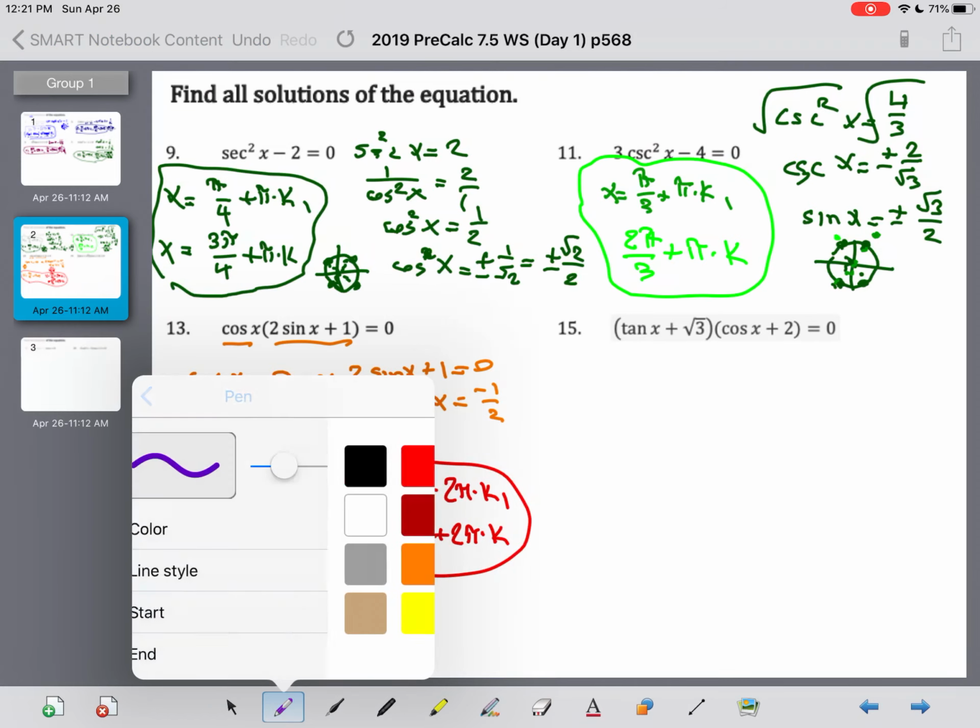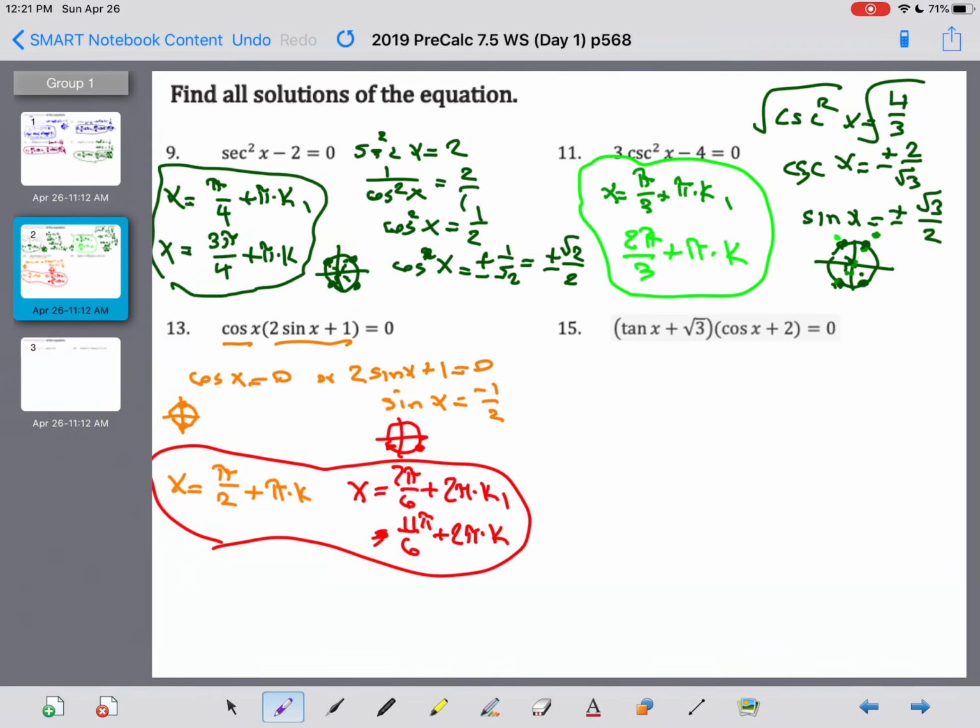Continuing on here, let's go purple. Again, zero product property here. I can say tangent x plus root 3 equals 0, which gives me tangent x equals negative root 3. And we know that negative root 3 is at the 2 pi right here. So I can say that x here is going to be 2 pi over 3 plus 2 pi k as I go around and around.